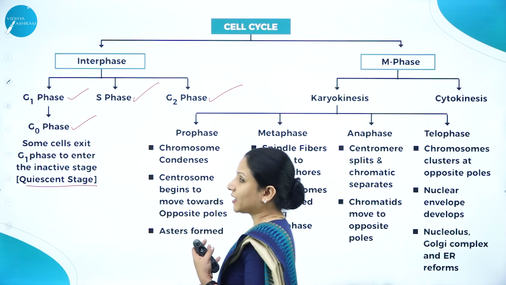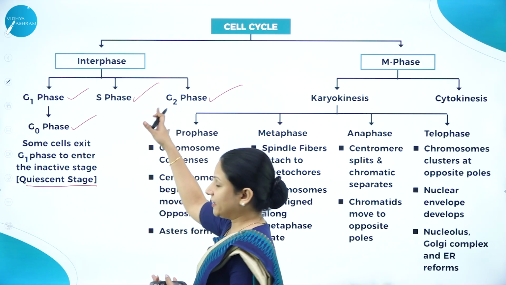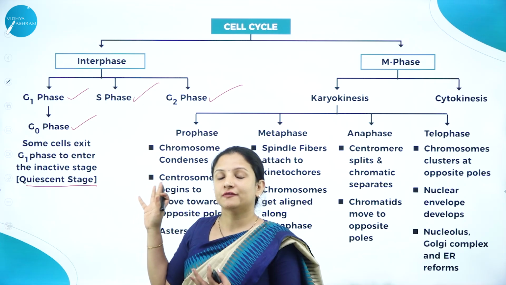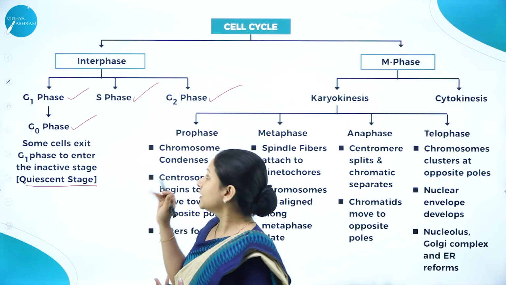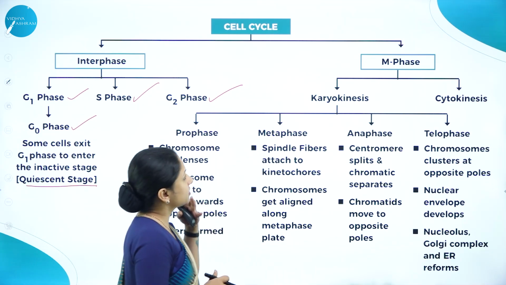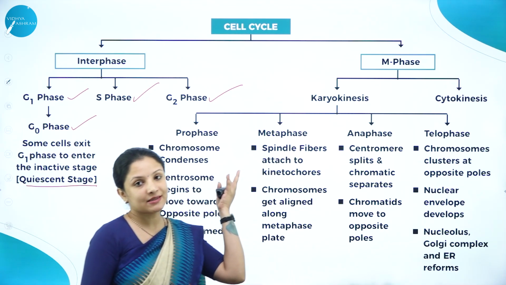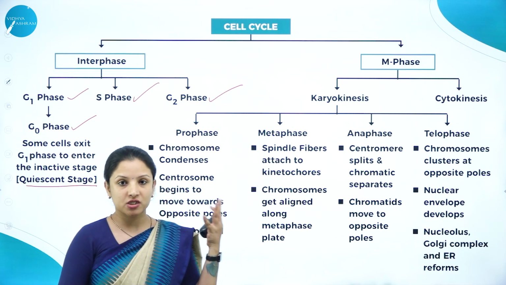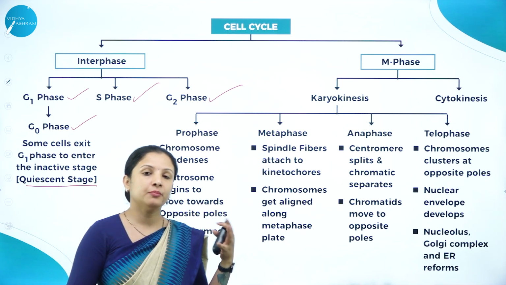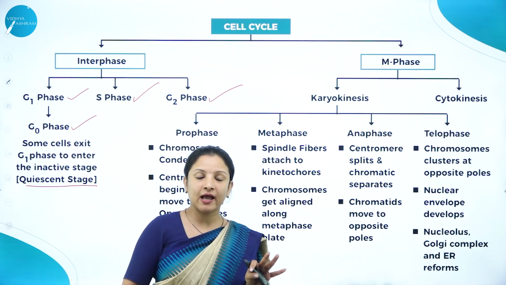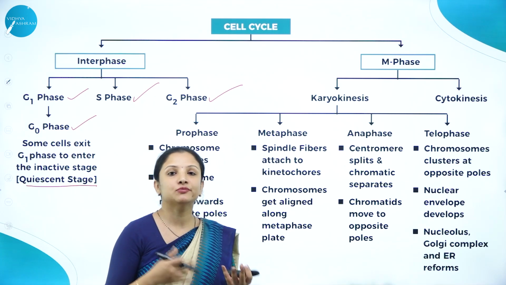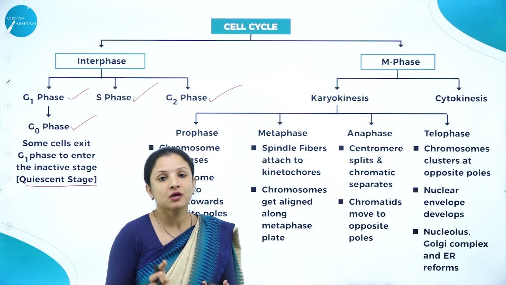Next, moving to M phase. After completing the interphase, the 3 stages of the cell cycle under the interphase, the cell moves into the M phase. M phase is nothing but the mitotic phase, which is also called equational division. Why equational? Because if the parent cell has, say for example, 20 chromosomes, then the daughter cells will also carry 20 chromosomes. So equal number.